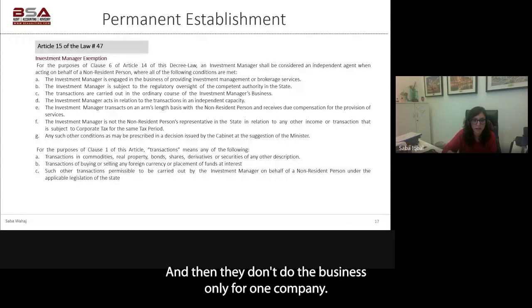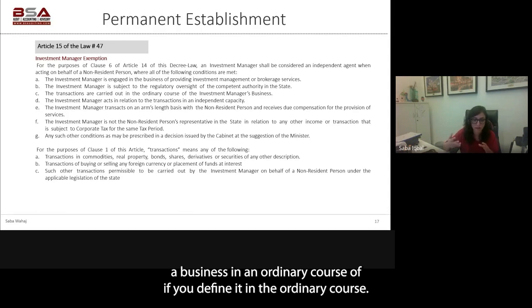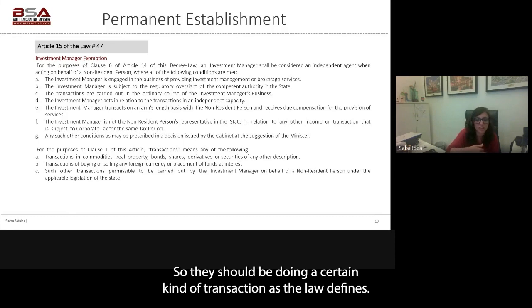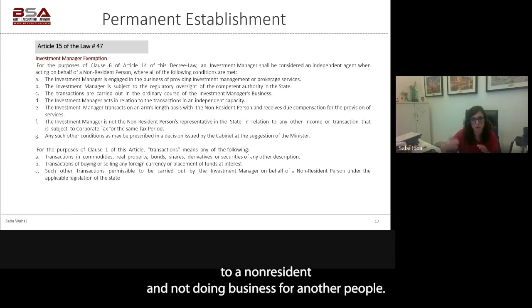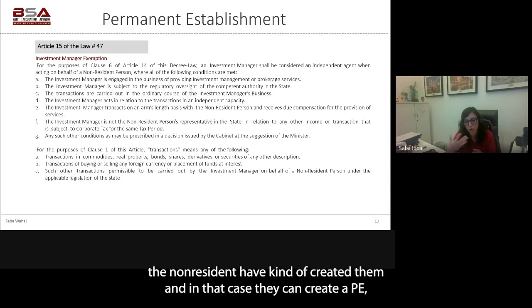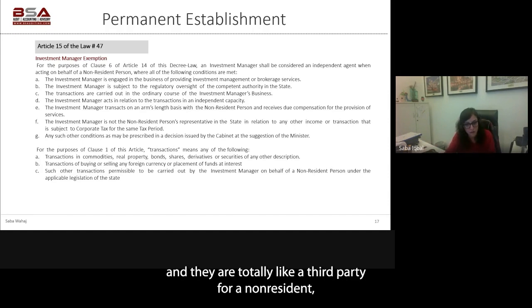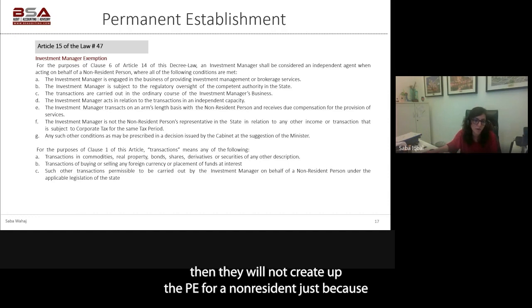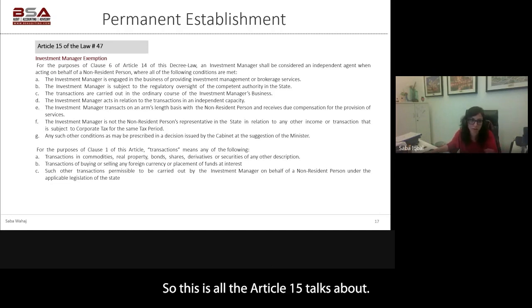So they have a regulator. And then they don't do the business only for one company, they do it for many other companies. And they have a way to conduct business in the ordinary course, if you define it that way. So they should be doing a certain kind of transaction as the law defines, and they should not be exclusive to a non-resident and not doing business for other people, because if they're exclusive to a non-resident, it means that the non-resident has kind of created them. And in that case they can create a PE. But if they are like any other investment managers and they are totally a third party to a non-resident, then they will not create a PE for the non-resident just because the non-resident has an investment and they are the investment managers for them. So this is all Article 15 talks about.